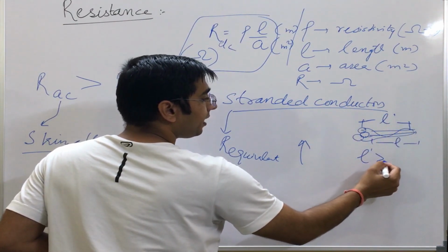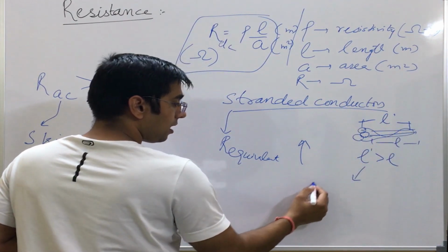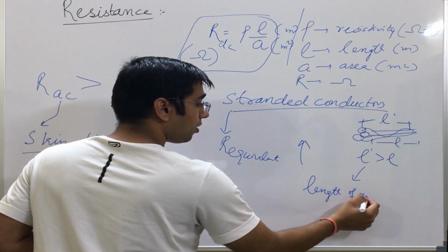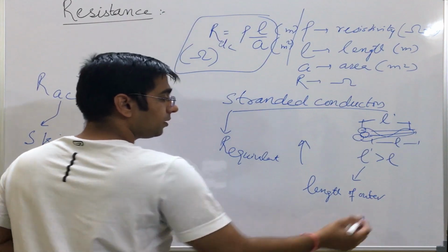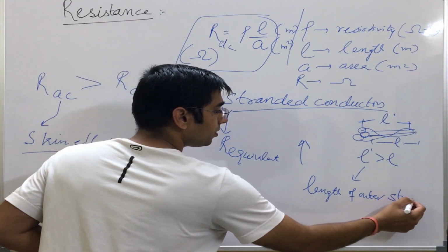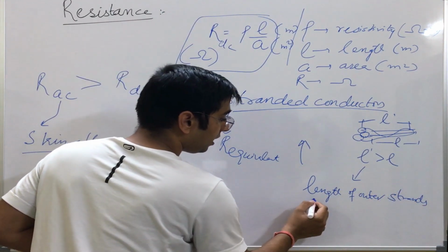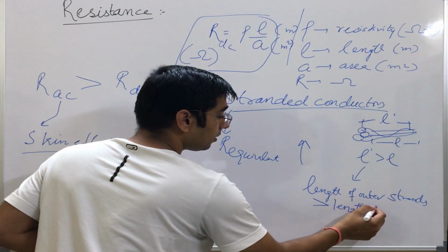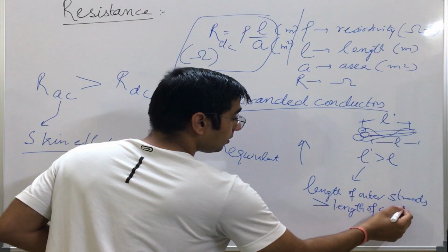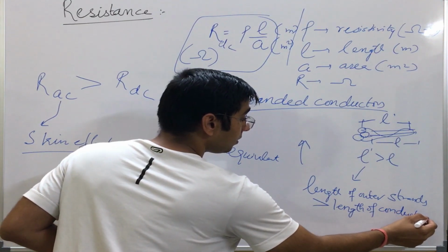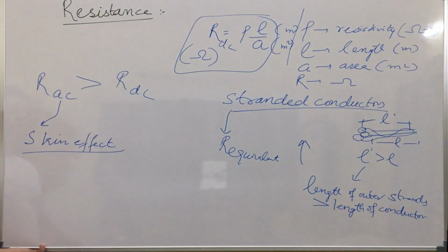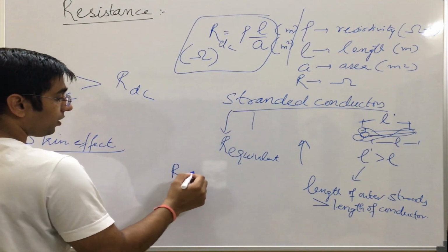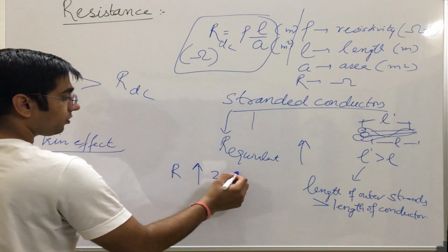L dash will be greater than L, that is, the length of the outer strands will be larger than the length of the conductor. This stranding causes R to increase by 2 to 3%.